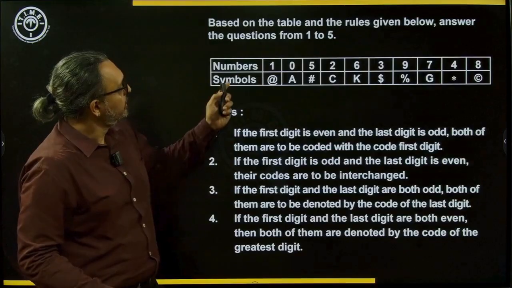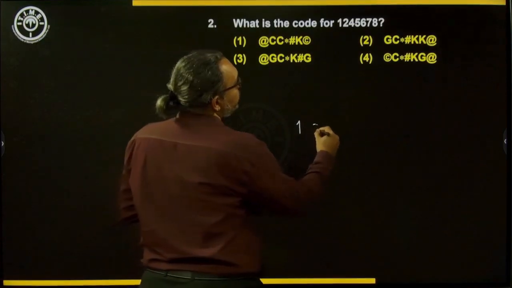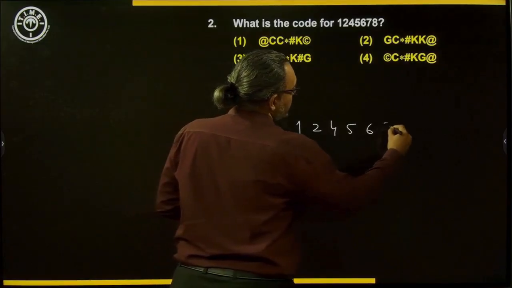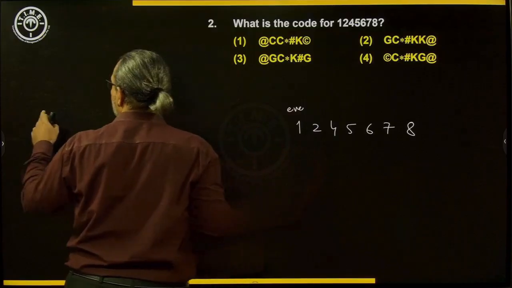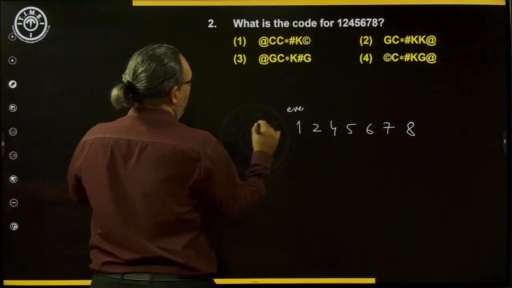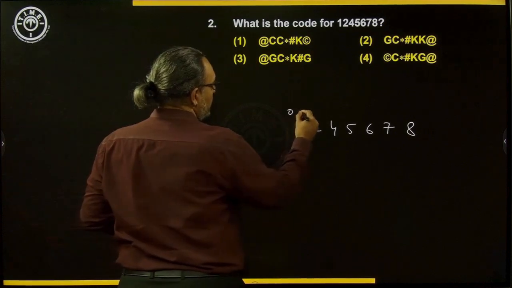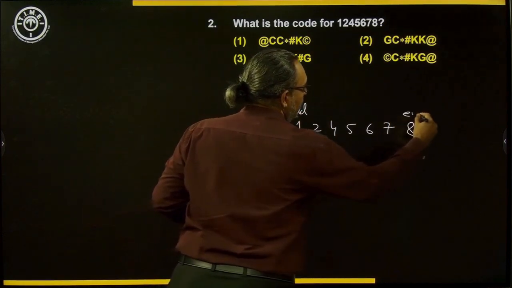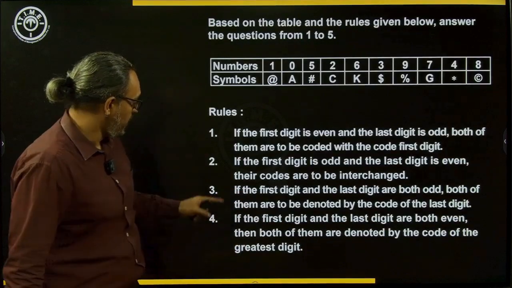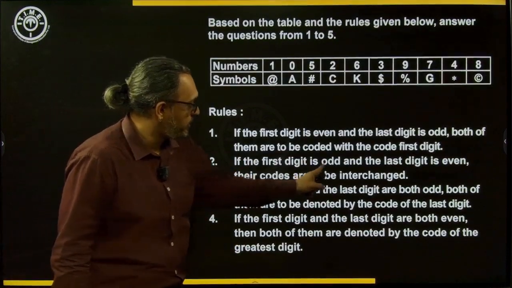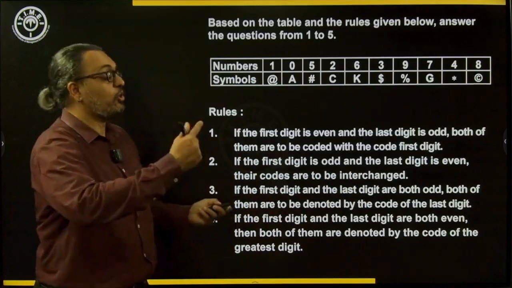Got it? Another similar one. So we have 1, 2, 4, 5, 6, 7, 8. Now we have first is odd, correct? 1 is an odd number, 8 is an even number. So first digit is odd, last digit is even. So where is it? Rule 2: if the first digit is odd and the last digit is even, then codes are to be interchanged. So we interchange the codes.